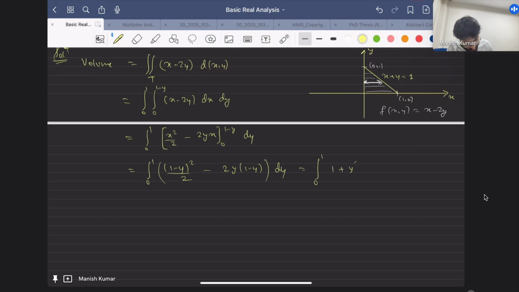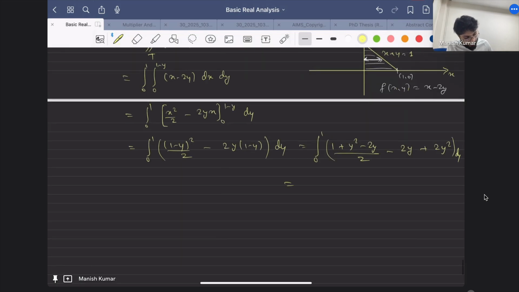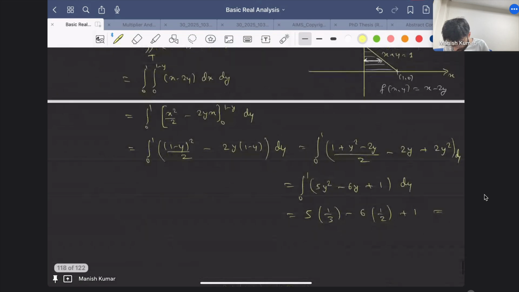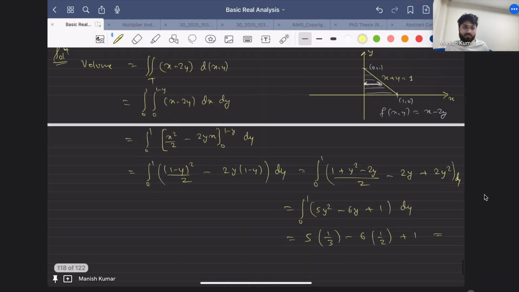(1 plus y squared minus 2y) by 2 minus 2y plus 2y squared, from 0 to 1. So 5y squared minus 4y minus 6y plus 1. Now 5 times 1 by 3, minus 6 times 1 by 2, plus 1. So this is the value you get. I hope these are clear to you.